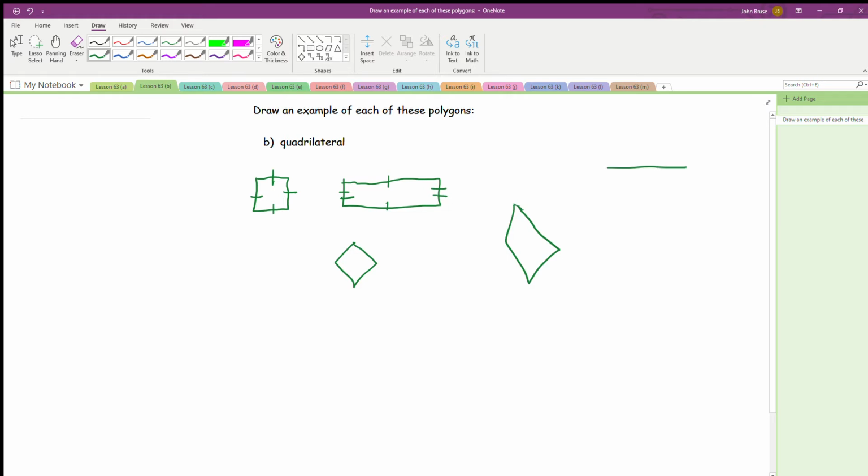You could have a parallelogram. And a parallelogram is kind of like a rectangle. It has equal sides opposing. The difference between a parallelogram and a rectangle is a rectangle has right angles in it. Parallelogram doesn't. Alright, let's go ahead. Any of those would work for a quadrilateral.